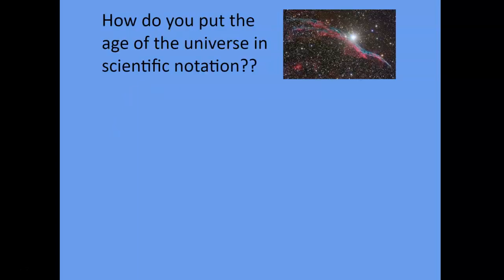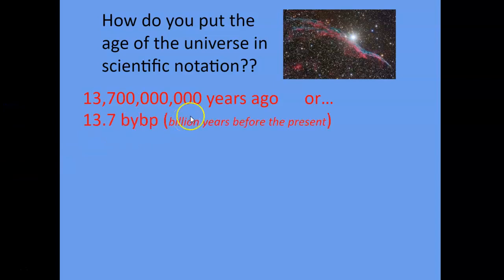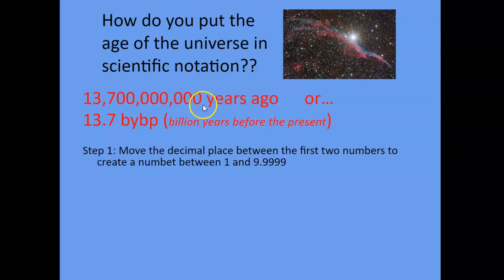So following the steps again, how do we put the age of the universe into scientific notation? We take that very big number, and I'm actually going to work with a standard form right here. I'm going to put my imaginary decimal here, and I'm going to move that imaginary decimal over so that it's between the first 2 numbers to create a number between 1 and 9.999. So I'm actually taking that decimal all the way over here. I'm going to put it in between the first two numbers.